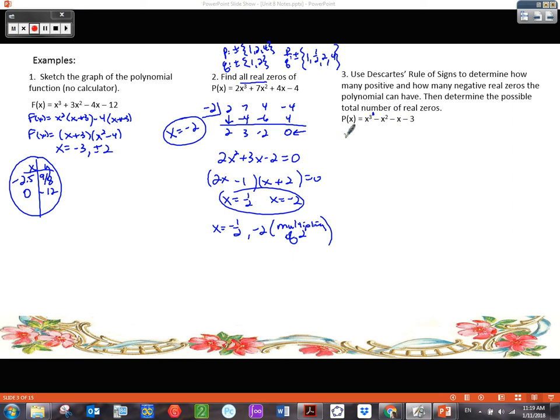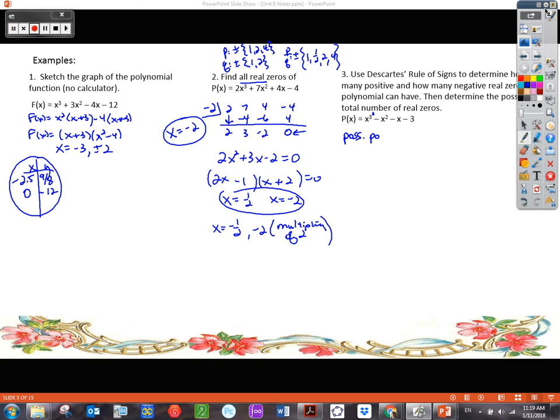So my number of positive real roots is 1. I have one positive real root. Now let's check out negative. To do that, I have to find p of negative x in order to check how many negative roots I might have. So we would just open up everywhere there's an x and put a negative x there, and then clean it up so we can tell what's going on.